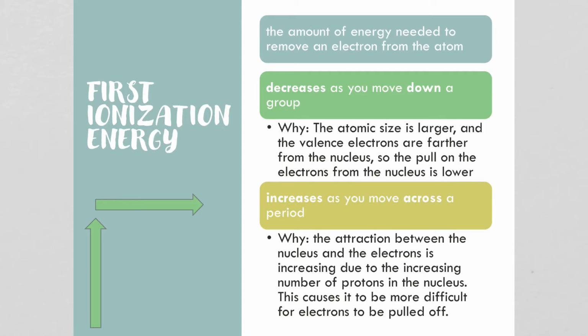Then it also increases as you move across a period. The reason for this is the attraction between the nucleus and the electrons is increasing due to the increasing number of protons in the nucleus. So as you get more and more protons, there's a stronger positive pull, so it's going to be harder and harder to pull electrons off. So that's the first ionization energy trend.